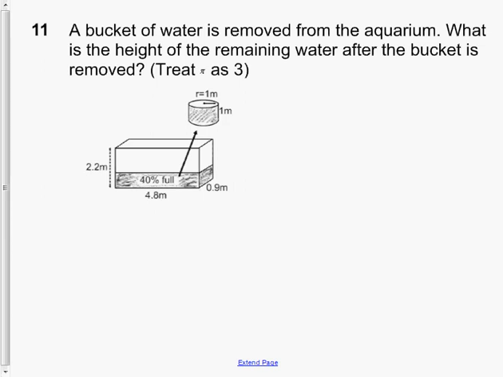So for me, what I like to do is change these numbers from meters to centimeters, but I'll just do that underneath here. So 4.8 meters is 480 centimeters. 0.9 meters is 90 centimeters. And 2.2 meters is 220 centimeters. So the first thing I'm going to do is change those so that I'm dealing with non-decimal units. I just prefer to use non-decimal.